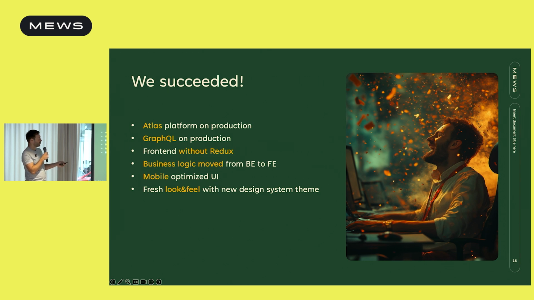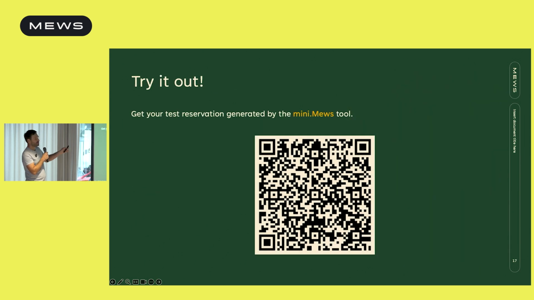We had great UI, which was optimized for mobile, and in collaboration with the design system team, we had a new, fresh design. And you can try it on your own. So if you follow this link, there's a table where you can select a random link and try it, and you will get a reservation which was created by the mini.Mews tool, and you can go through the online check-in.